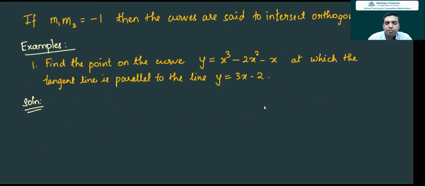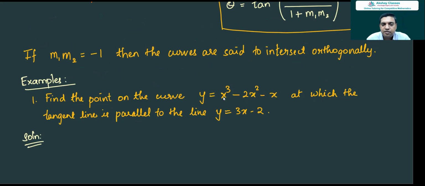So we need to find a point on this curve. The curve is x cube minus 2x square minus x. So it's a cubic equation. Now, at which the tangent is parallel to y equal to 3x minus 2. That means, what is the slope? The slope of the line y equal to 3x minus 2 is 3.